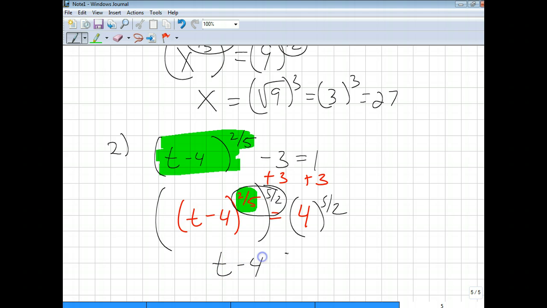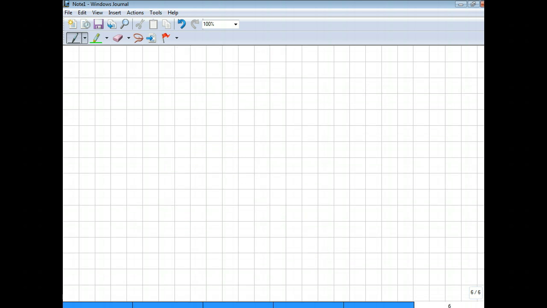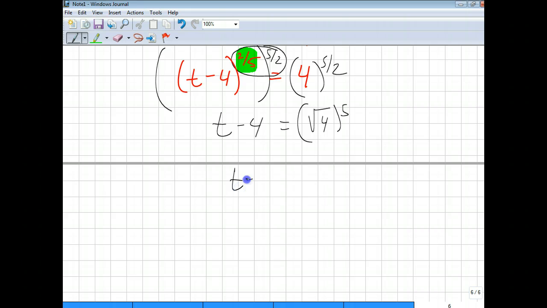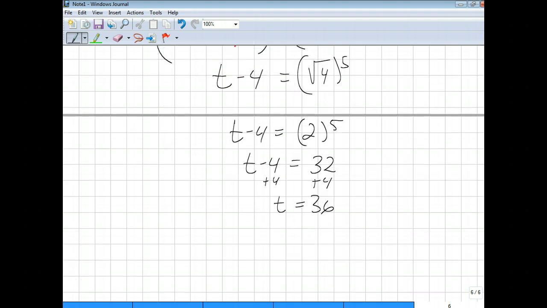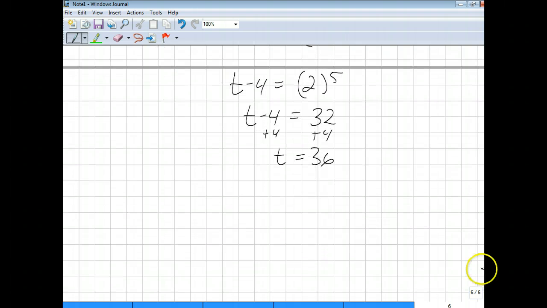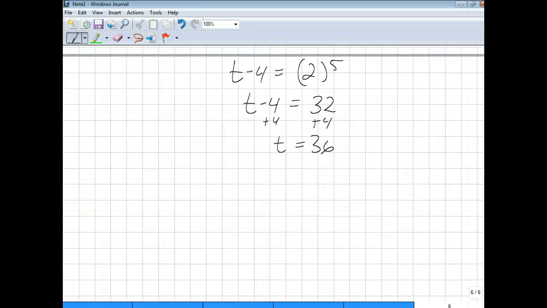So that's t minus 4 equals, and this says the square root of 4 to the 5th power. So I get t minus 4 equals 32. And now I'm going to add 4 to both sides. So t equals 36. Okay, and let's do one more example. So that was example 2. Example 3.